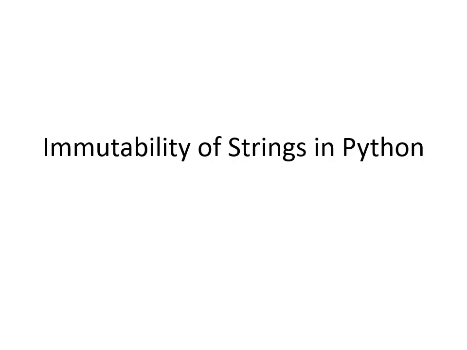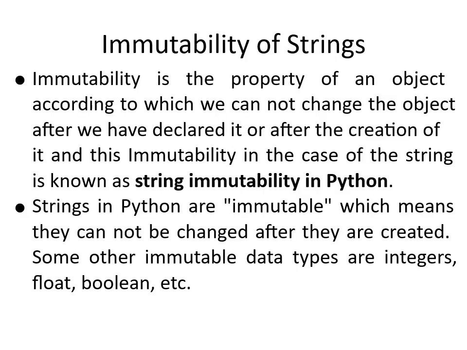Hello friends, in the current video tutorial I will be talking about immutability of strings in Python. Immutability is the property of an object according to which we cannot change the object after we have declared it or after the creation of it, and this immutability in the case of strings is known as string immutability in Python. Strings in Python are immutable, which means they cannot be changed after they are created. Some other immutable data types are integers, floats, booleans, etc.